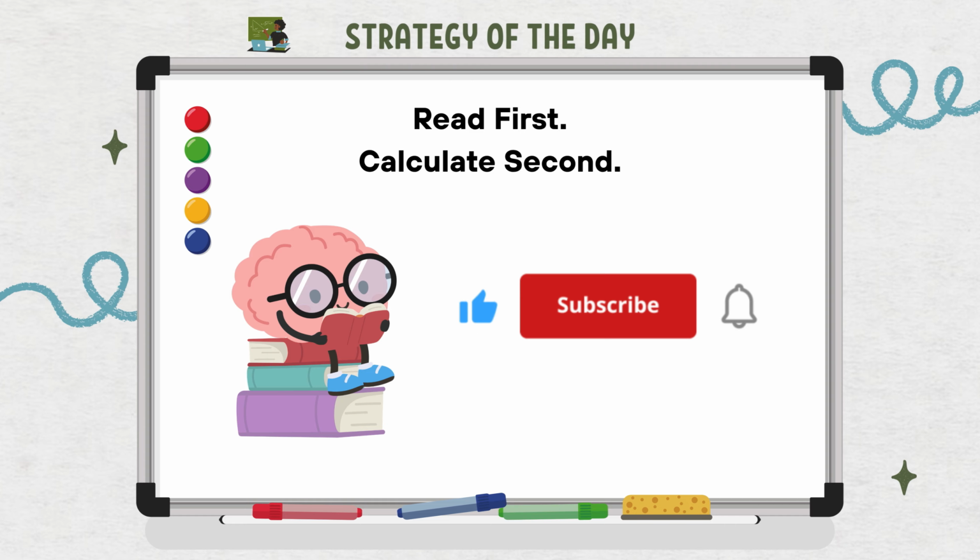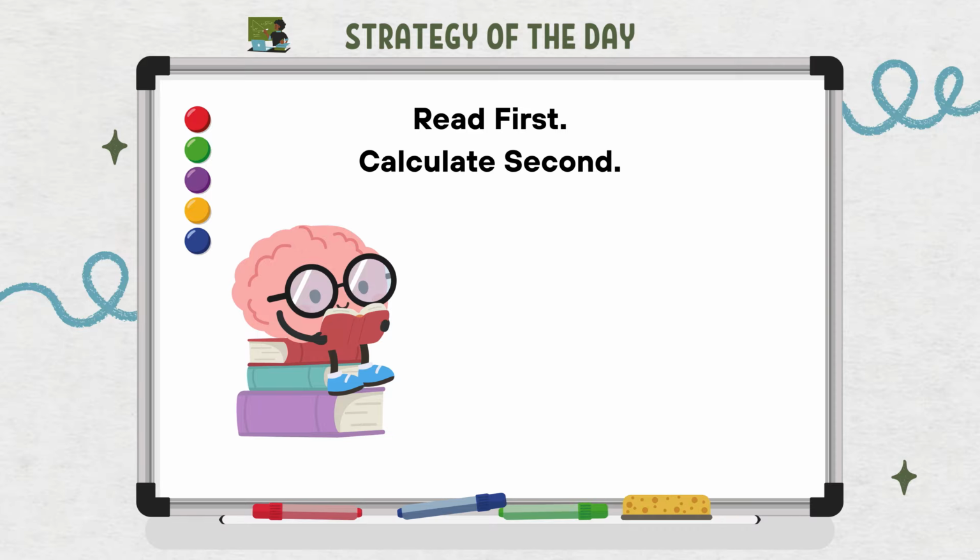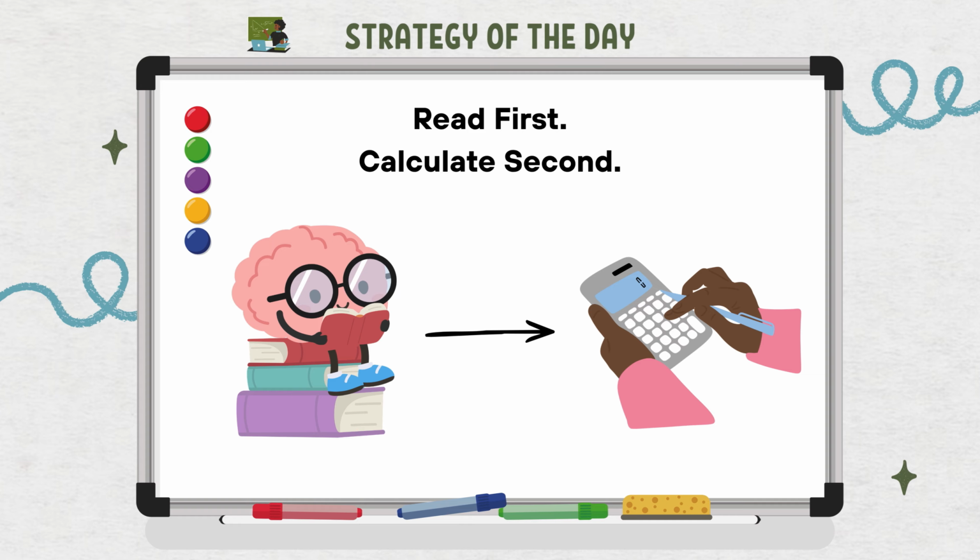So far, in your notebook, you should have the title of this lesson written down, the definition of a unit rate with some examples, and now let's go ahead and write down the strategy of the day. The strategy of the day is read first, calculate second. Before your pencil moves, your eyes should move. Read the question first, figure out what it's asking, then calculate so we can get an accurate answer.